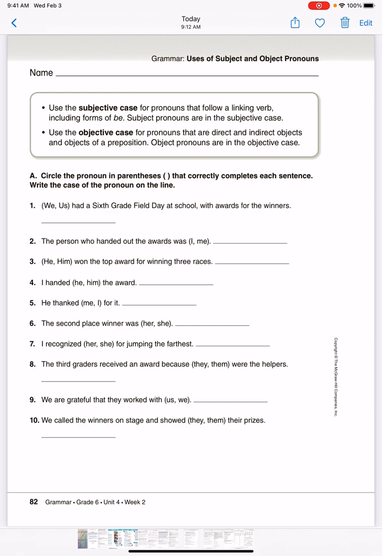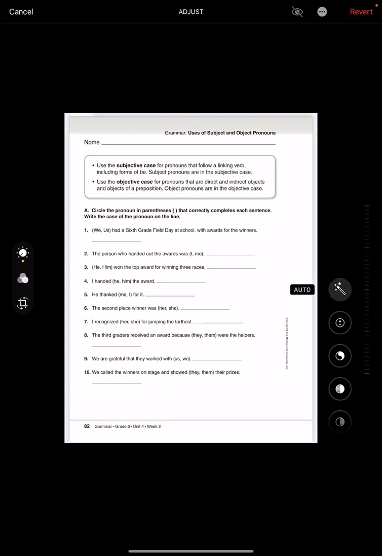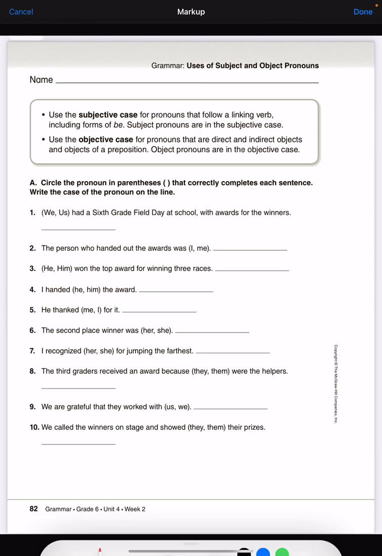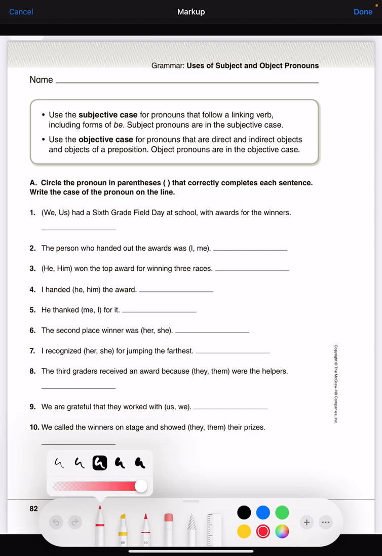Okay, so first things first, you recognize subjective and objective pronouns. Okay? Circle the pronoun in parentheses that correctly completes each sentence. Write the case of the pronoun on the line. So, number one, you'd see we had a 6th grade field day at school. So I wouldn't say us had, we had. And in this case, because it's in the subject, we would say this is a subjective case.